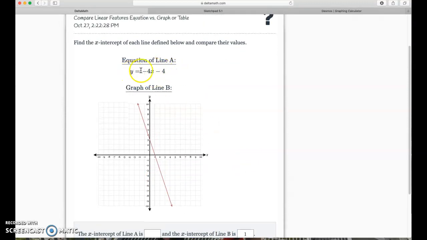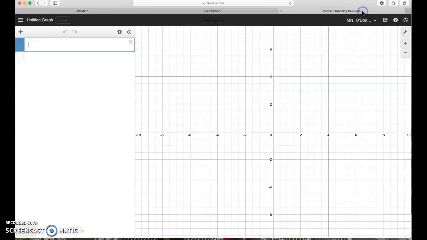Unfortunately, here they gave us the equation in slope-intercept form. So there's two things we could do here. We could plug in a 0 for y and solve to find x, or we could even just grab our graphing calculator and graph it. y equals negative 4x minus 4. And my x-intercept is right there at (-1, 0).